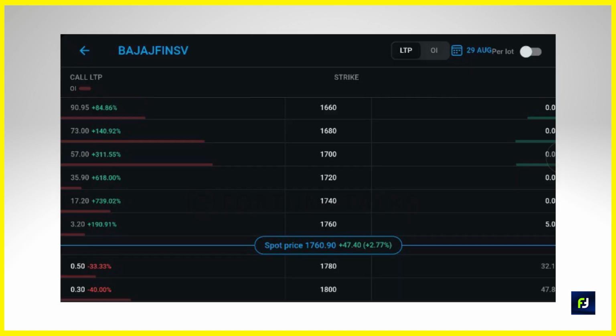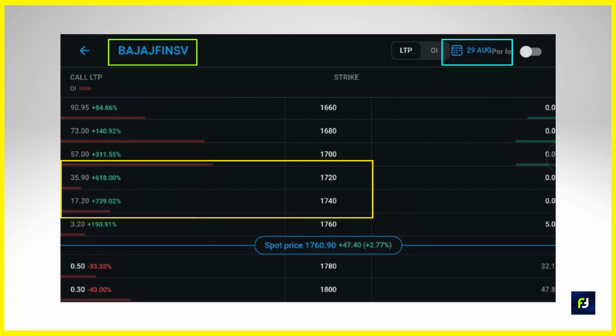Just take a look at this screenshot of Bajaj Finserv call option with expiry on 29th August 2024. Just look at the 1740 and 1760 call option strikes. You'll be shocked to see 739% and 618% returns over the course of a single day.